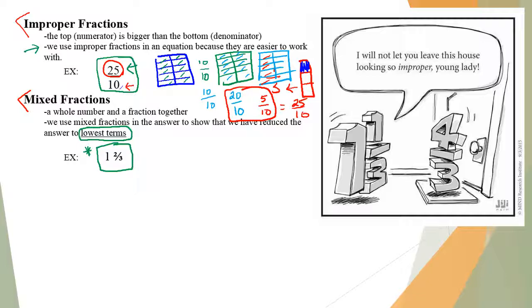So over here, my funny fraction cartoon says, "I will not let you leave this house looking so improper, young lady." So she has the bigger number on the top, meaning that she's being improper. So it's like the equivalent of short shorts, just in fraction land.